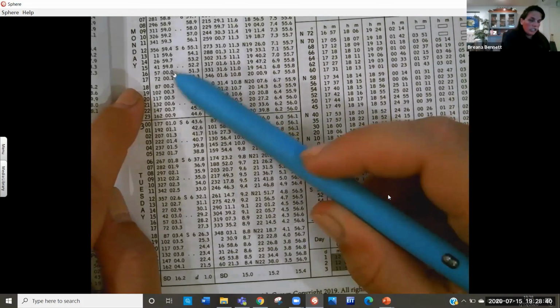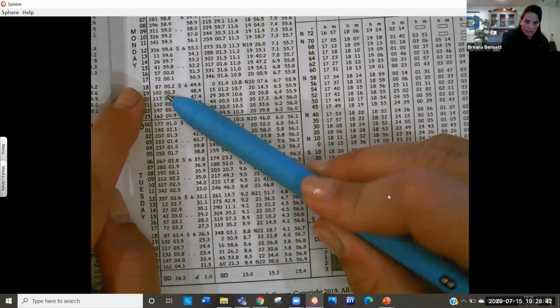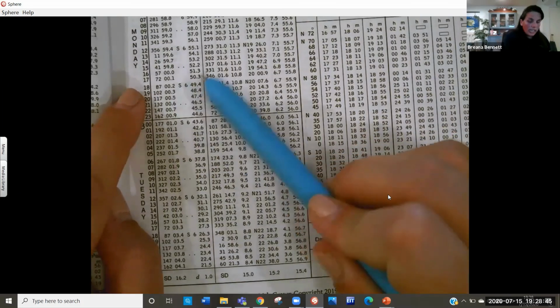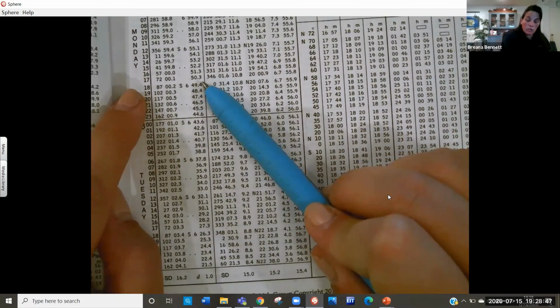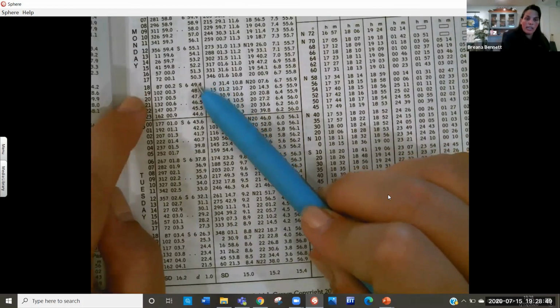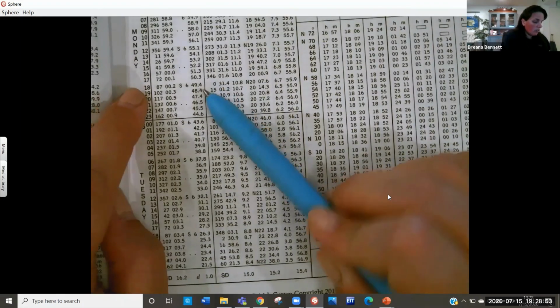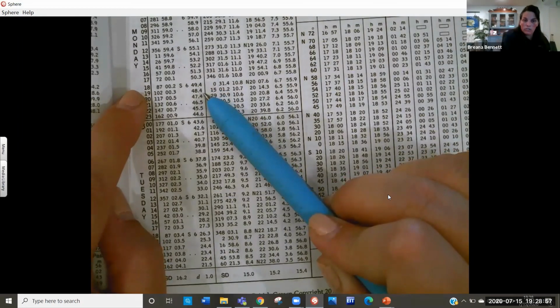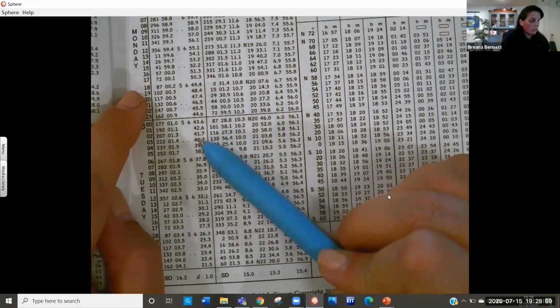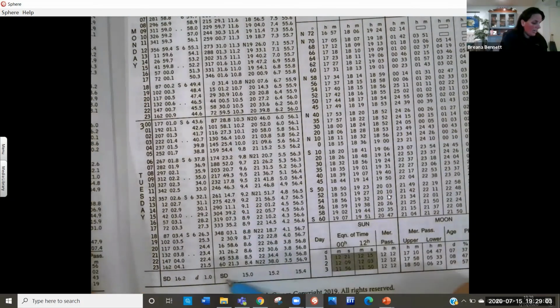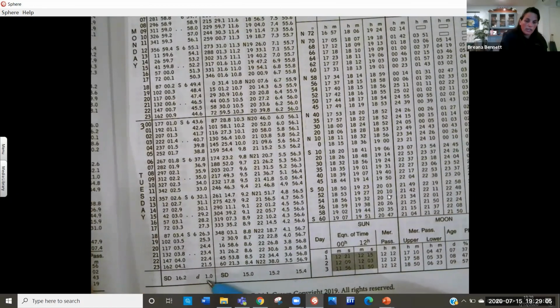So on GHA, we always add our correction. On declination, we add or subtract depending on what happened in that hour. So from 1800 to 1900, we were decreasing. So the number's getting smaller and smaller. So I'm going to be subtracting. And then if I go down to the bottom, I have a little d with a number, 0.1. And that's what I'm going to write in.